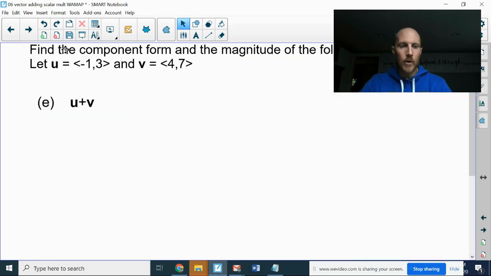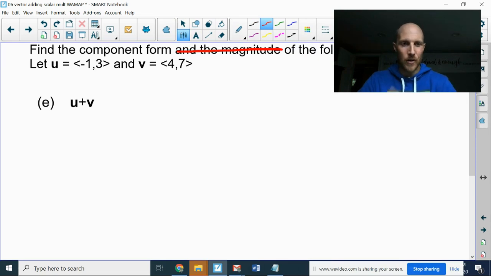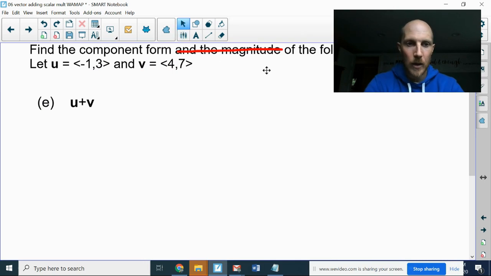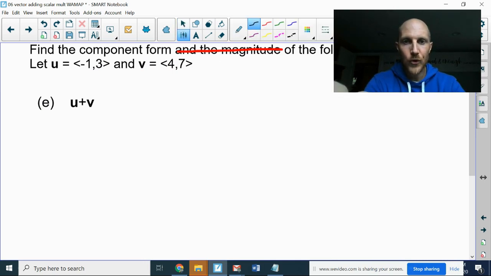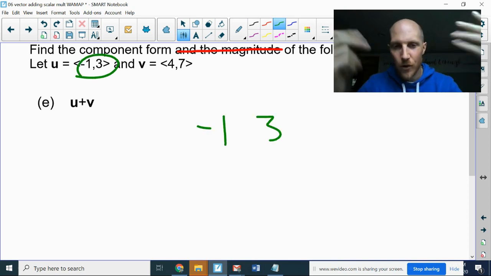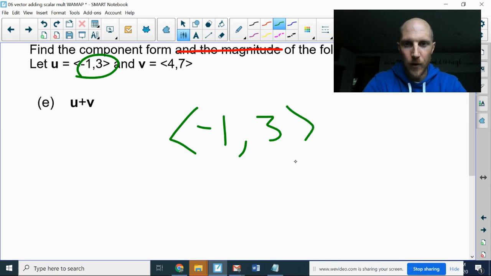Okay, well, a couple more examples. Find the component form with the following vector addition, and we're going to skip the magnitude again. We don't need to do magnitude right now. So vector u is negative 1, 3. Vector v is 4, 7. All right, well, I am going to stack these up. So I got negative 1, 3. And you could do this in your head, but mental math is never good for examples. So I'm going to write it out. 4, 7.